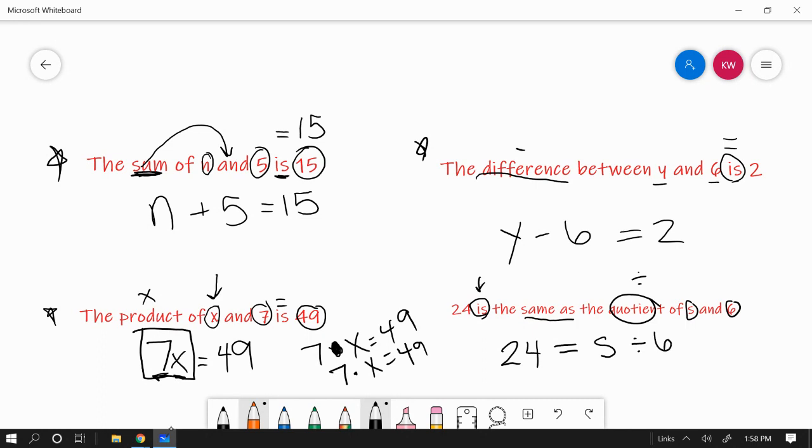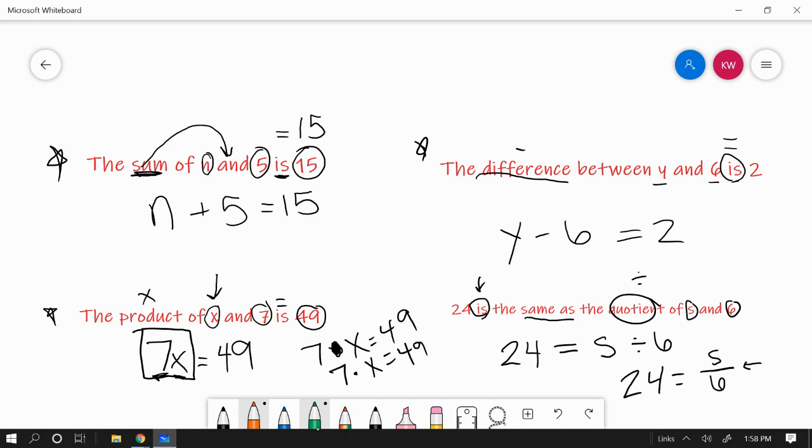Probably the more common thing that you will see is they would write 24 equals s divided by 6, and they'll use that fraction line. But if you remember back in the fraction unit, that line is the same as divide. So s divided by 6 is 24. Now we could go through and solve every single one of these equations like you learned how to do last week.